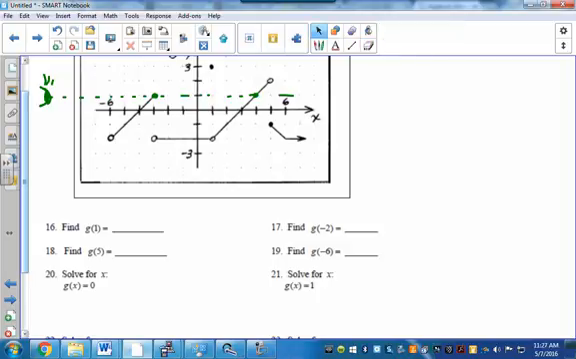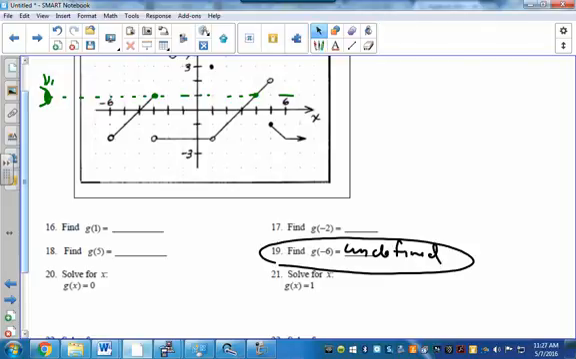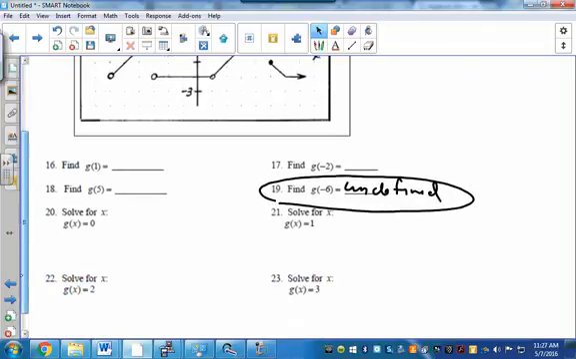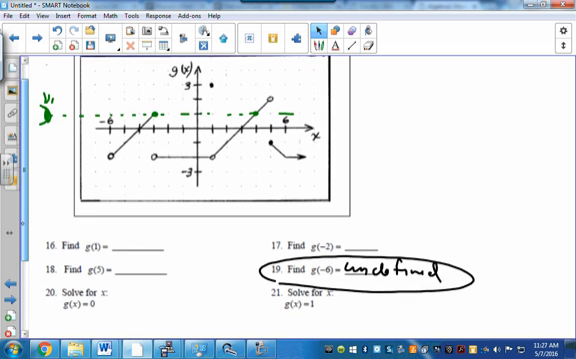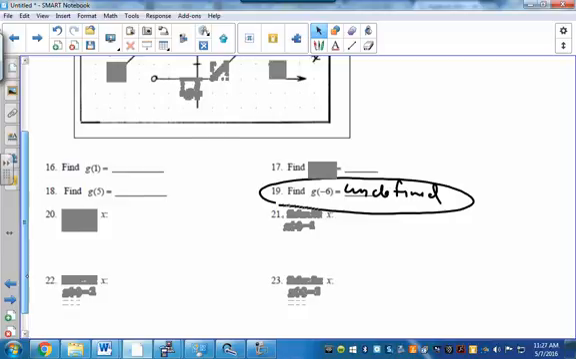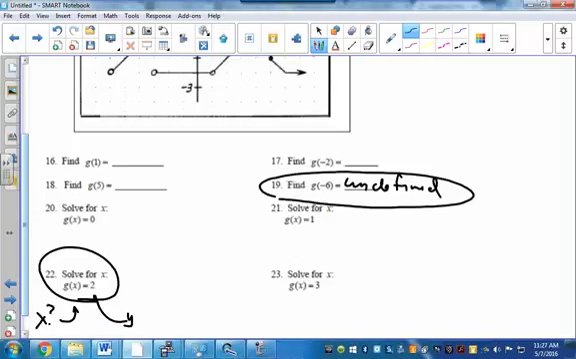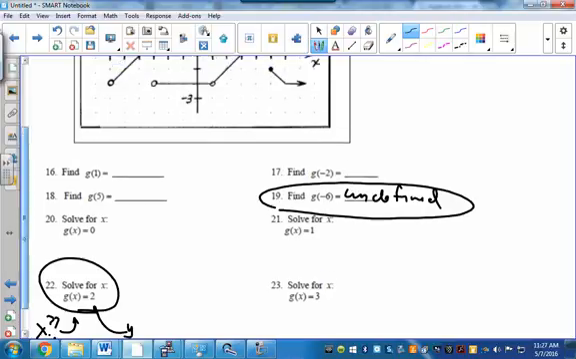Just like in problem 19, we had an undefined value, undefined. In equation solving, we often have, or sometimes have, equations that do not have solutions. So let's see. Let's look at this equation right here. Solve for x. G of x is equal to 2. So again, this is the y value, and we're trying to figure out what the x value is. So what x value gives you a y value of 2?